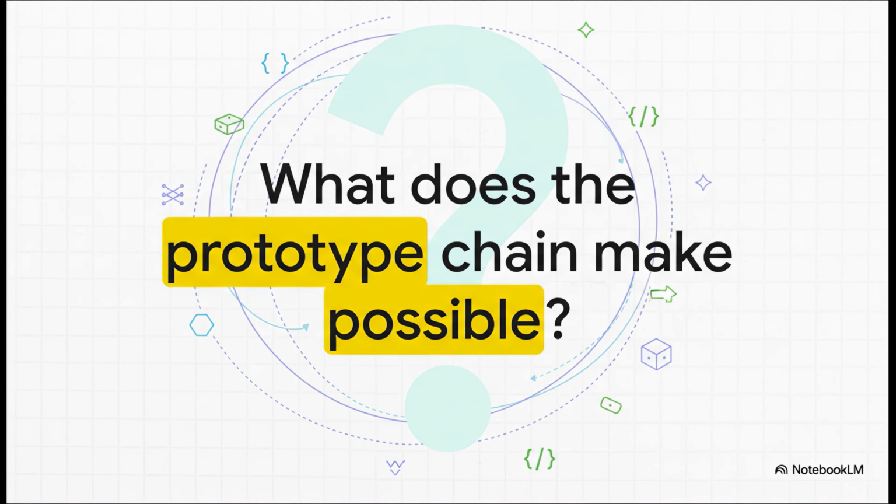And that leaves us with one final thought. In a language where pretty much everything is an object, this one single simple mechanism, the prototype chain, is what enables the entire system of inheritance and code reuse. It's like the invisible thread that ties the whole language together. So what else does it make possible? That's something to think about.